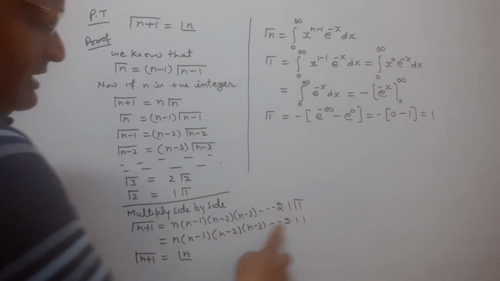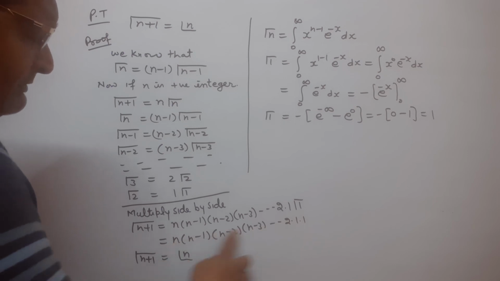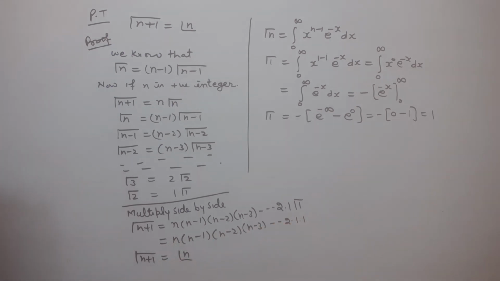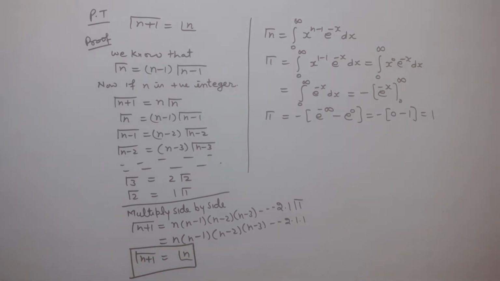So this is the product of n consecutive natural numbers, so it can be written as factorial n. So gamma n plus 1 is equal to factorial n, and we can see here.